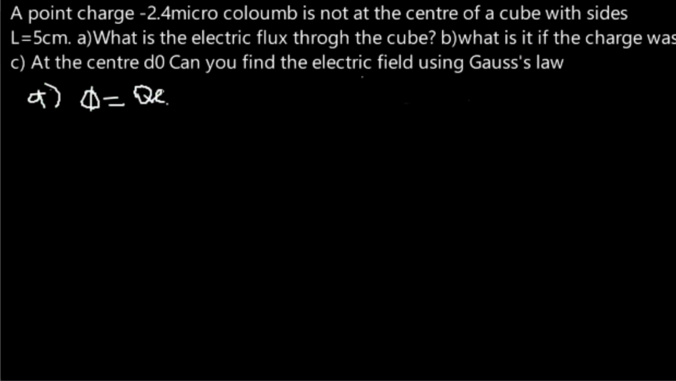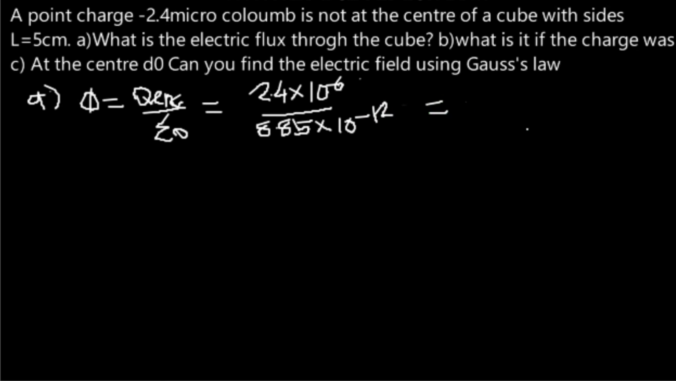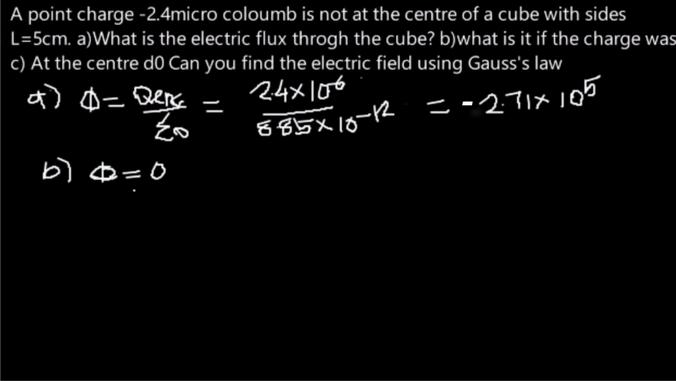So flux is equal to Q enclosed over epsilon naught, and the Q is 2.4 times 10 to the power minus 6. Epsilon naught is 8.85 times 10 to the power minus 12. That means flux is equal to minus 2.71 times 10 raised to the power of 5. So, what if the charge was outside? Well, you can pause and try it out. The flux is going to be equal to 0, because it would enter, then leave.